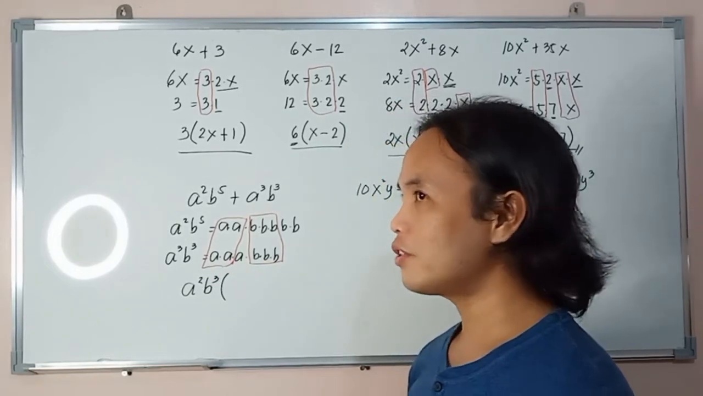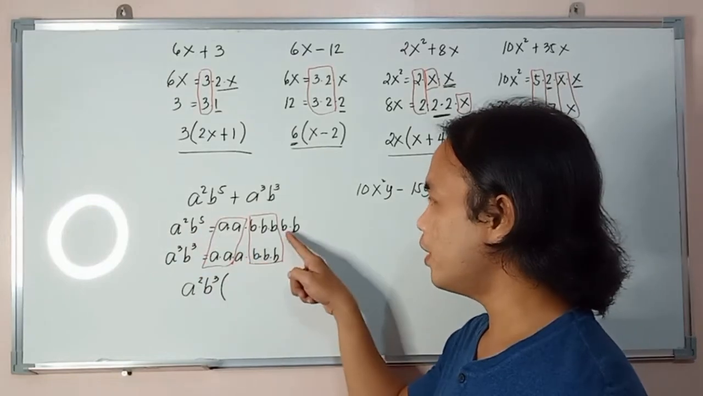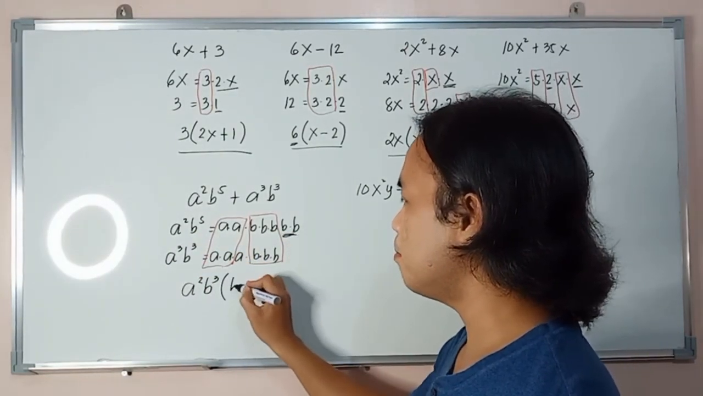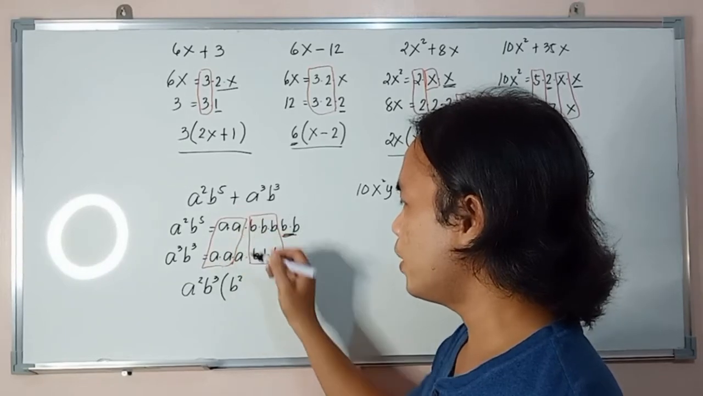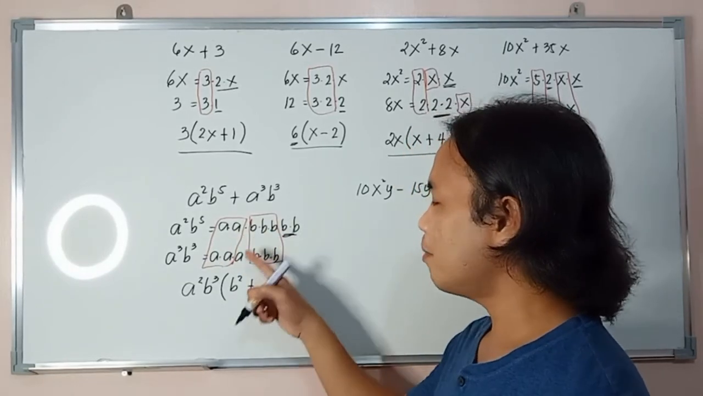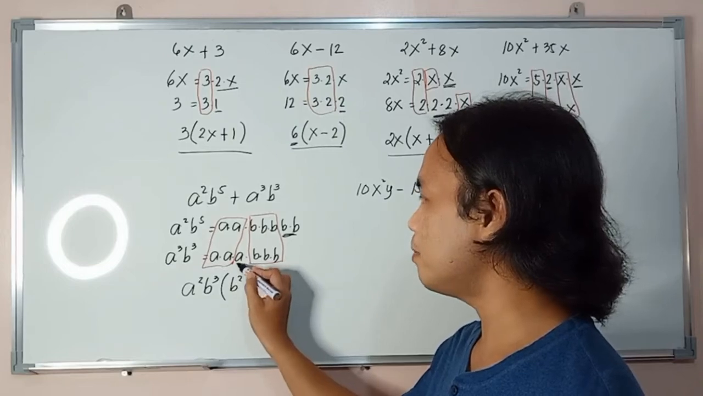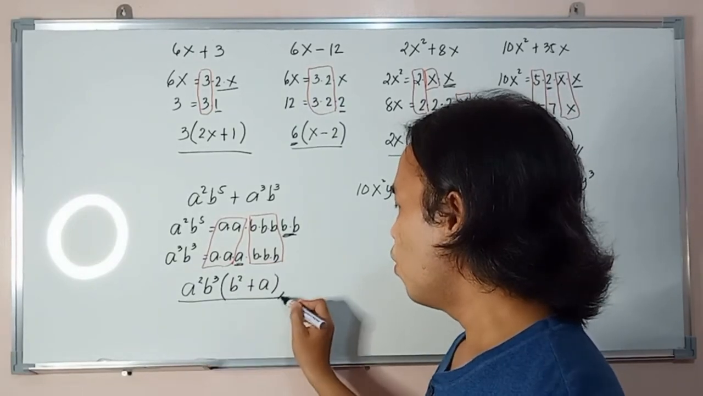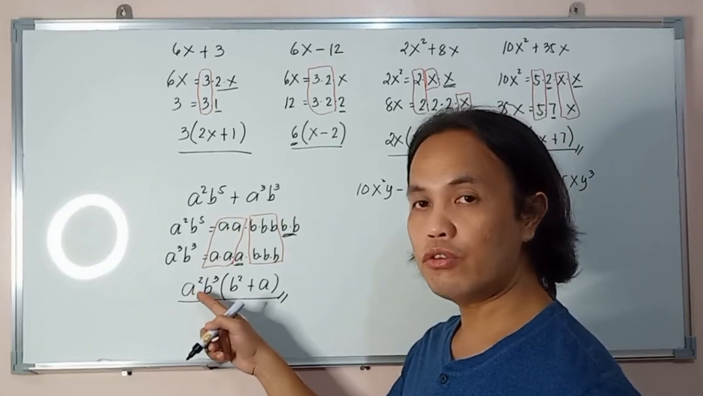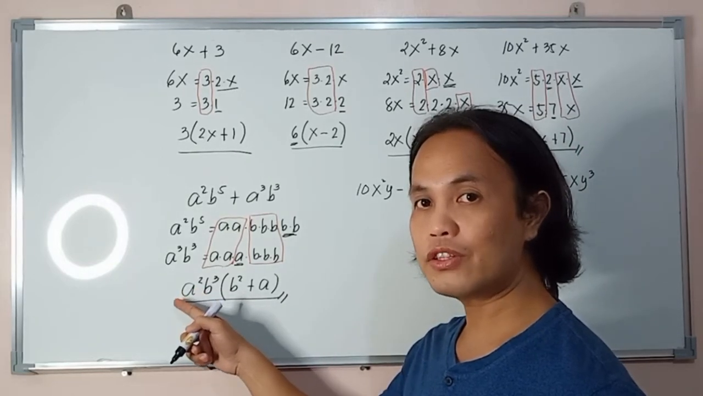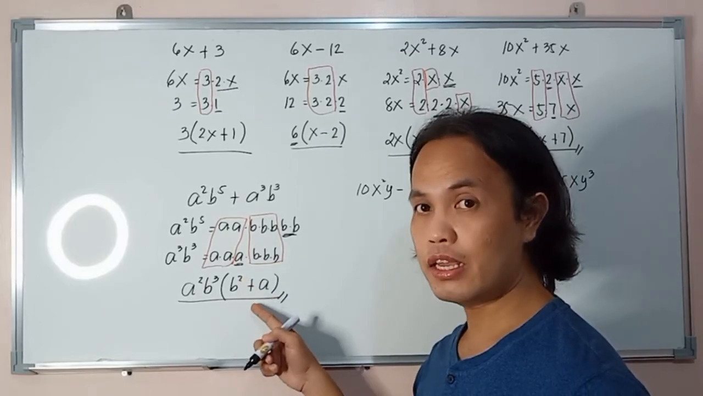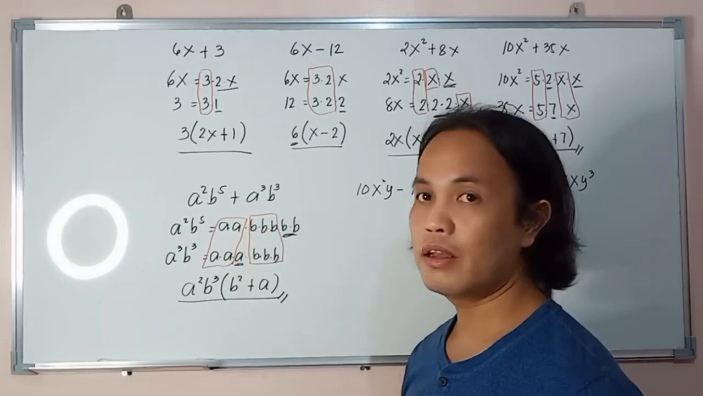Now the remaining factor for the first term, we have b times b. B times b is b squared. We copy plus. The remaining factor for the second term shall be a. So we have here a. So with a squared b cubed as our common monomial factor, our remaining factor shall be b squared plus a. So these are the factors for this binomial.